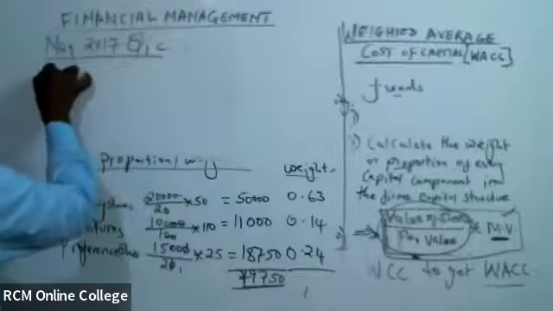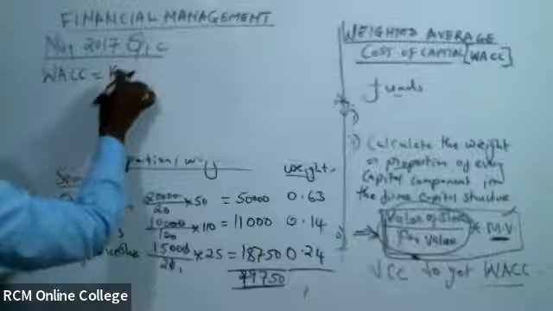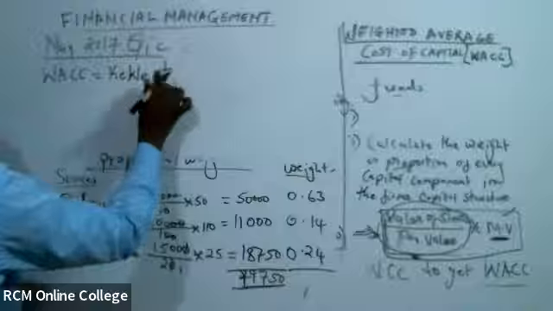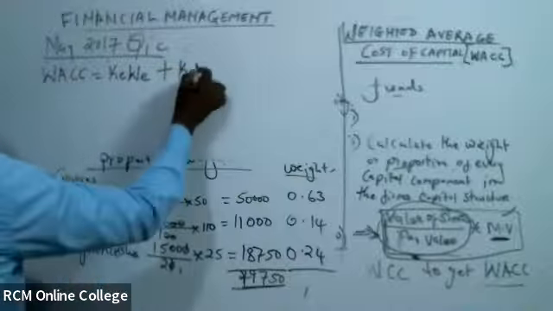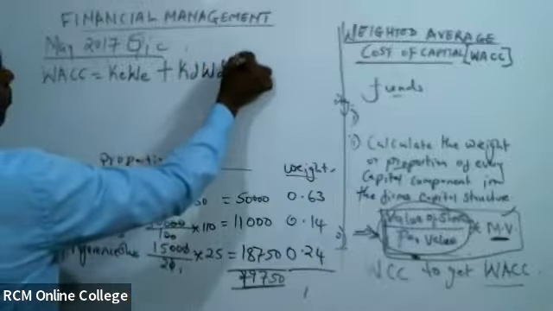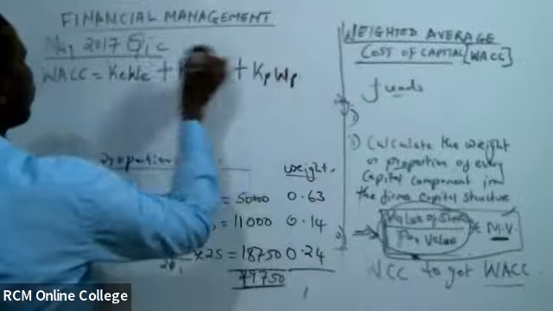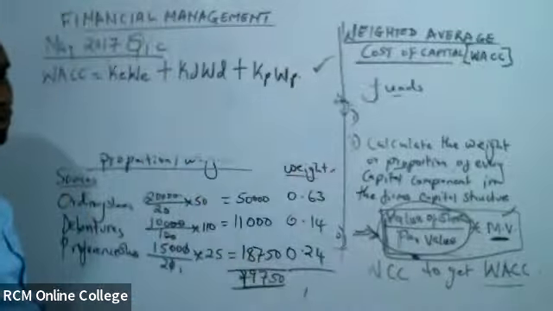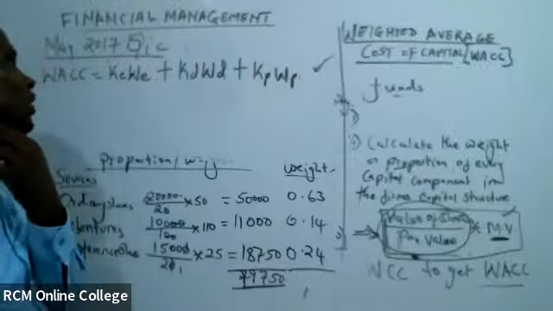So WACC is equal to KE, cost of equity, multiplied by weight of equity, plus, sasa addition ndio hiyo, KD, debenture tunafuatana. Unafuatanisha hivi so that ikuwe easier. Weight of debt plus KP, weight of P. So hii formula means a lot to you. That formula means a lot to you. So that is the formula that we shall use.